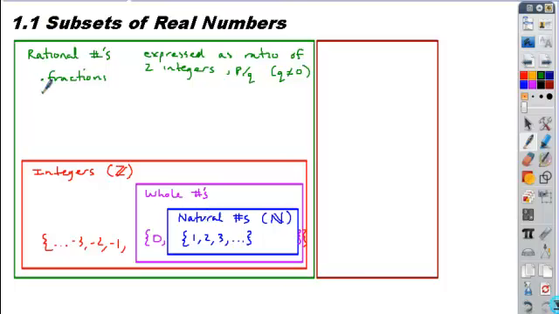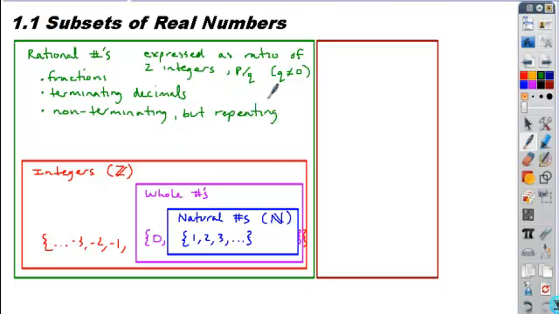And it also includes terminating decimals, as well as the non-terminating but repeating decimals. All right, and we'll go through some examples of these here in just a little bit.